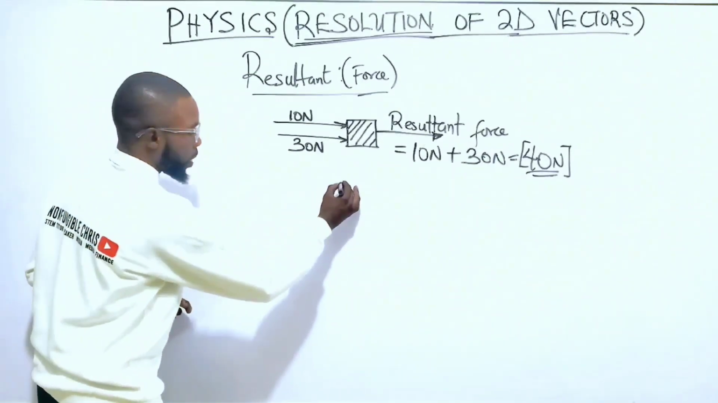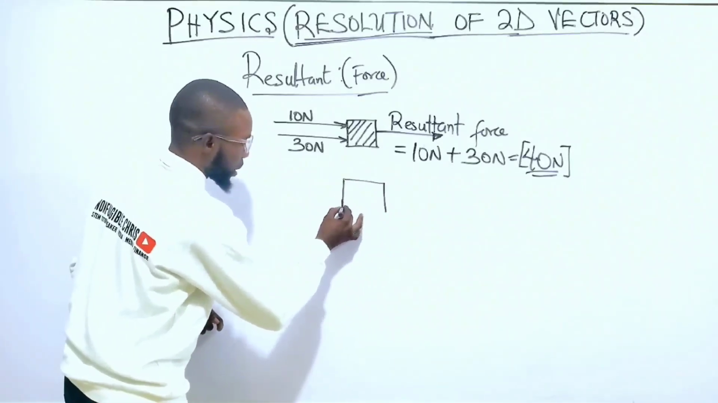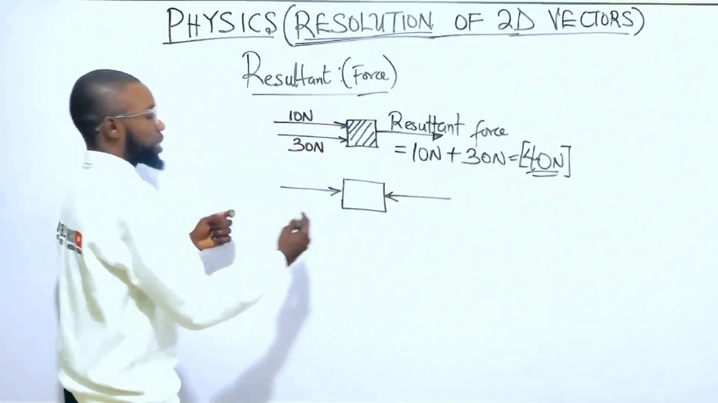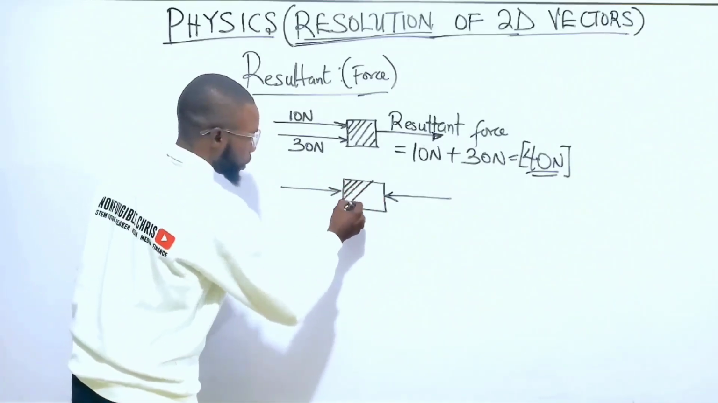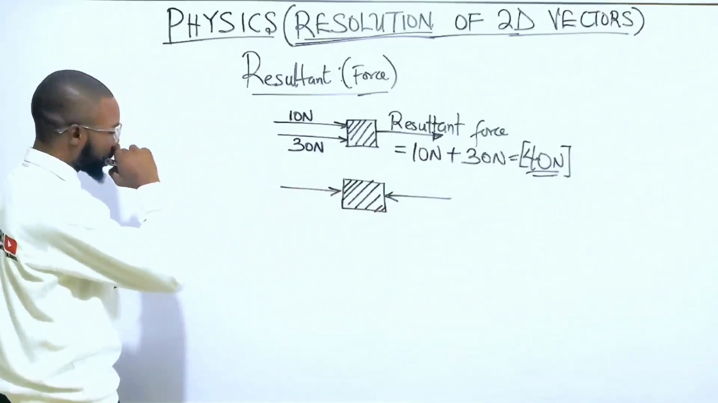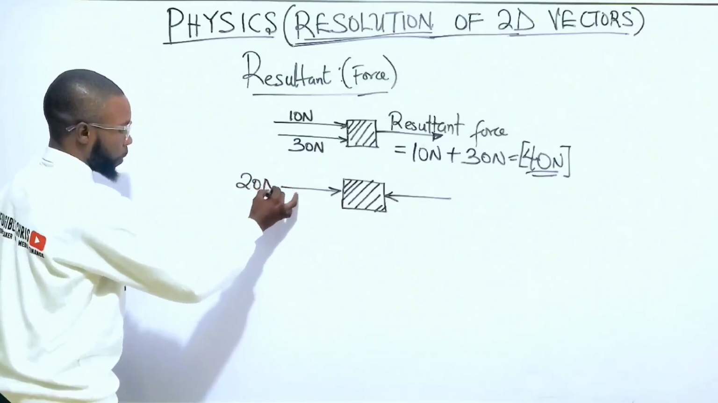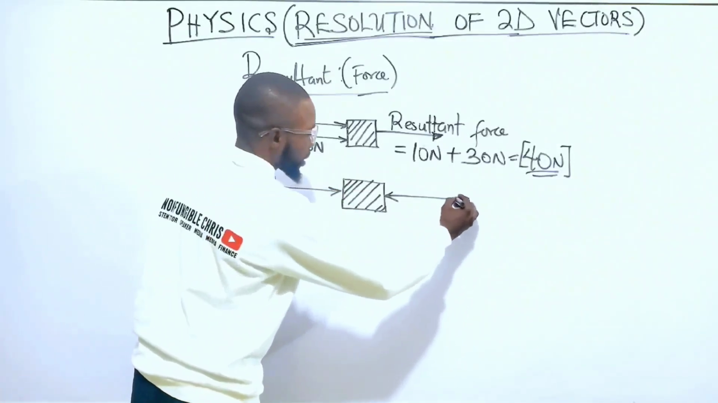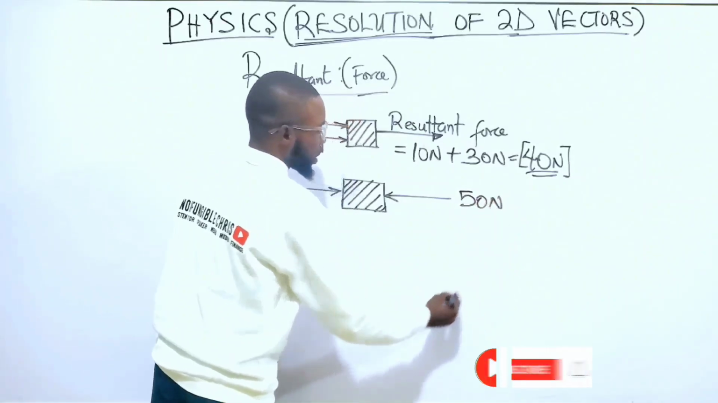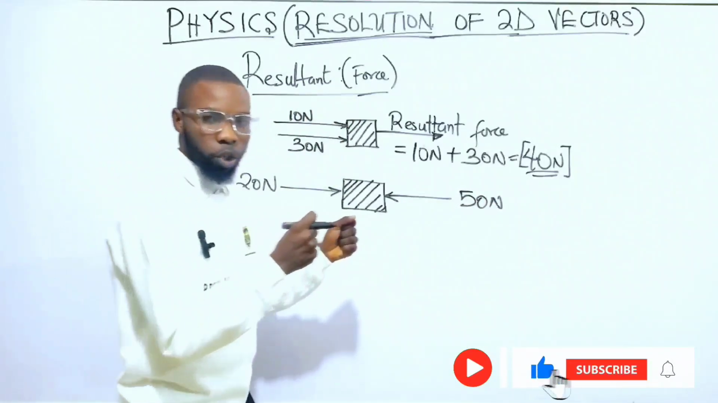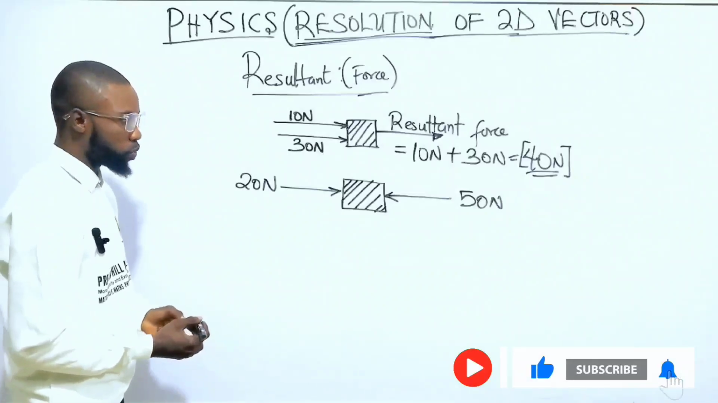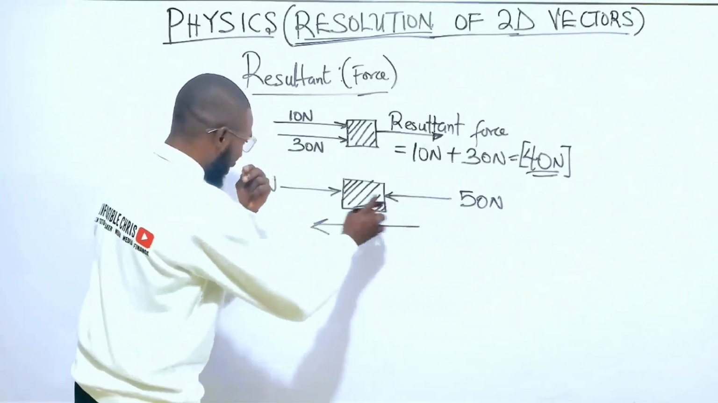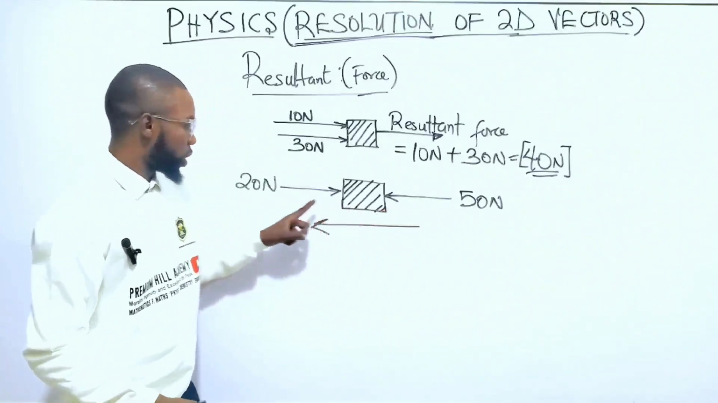Let's take another scenario whereby we have two forces that are acting parallel, acting against each other. So let's take this as our body. This one is acting with a force of, let's say, 20 Newton to the right, and this one is acting with a force of 50 Newton to the left. If both of them are acting against each other, where do you think the body is going to move? Of course, the body will move in this direction, because this force here is greater than this one.